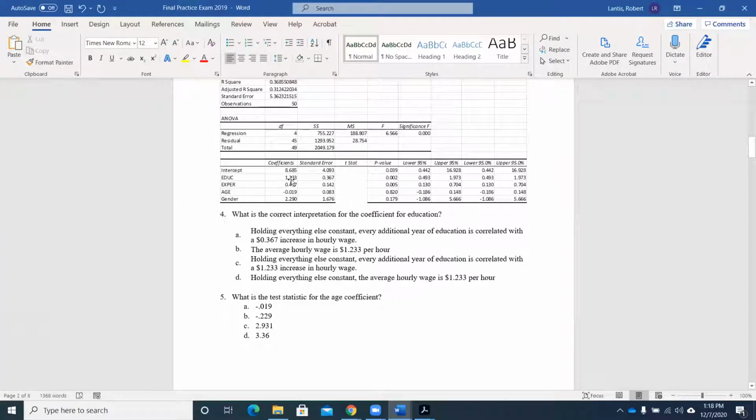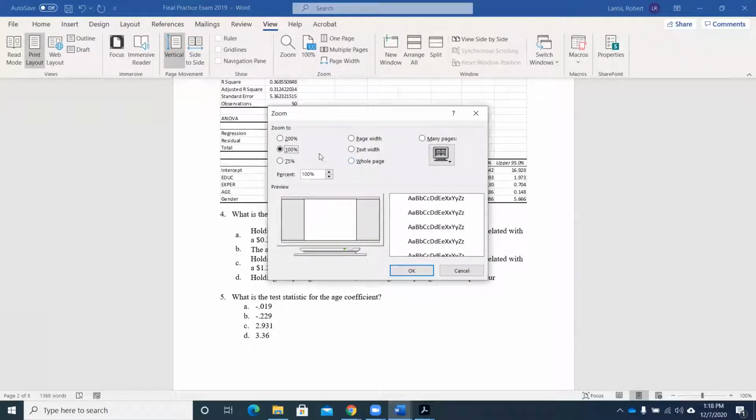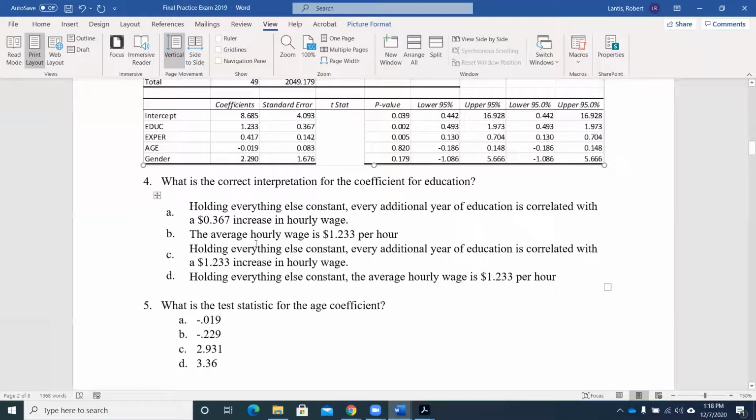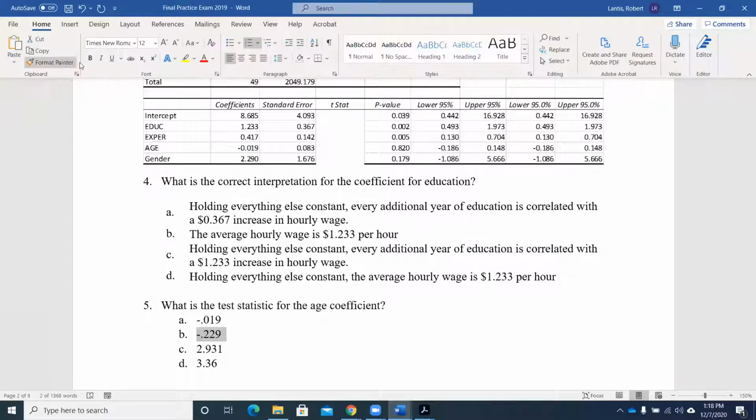So to get my test statistic, all I would do is take this coefficient and divide it by the standard error. Let me zoom in here just a little bit so it's easier for us to see. Okay. So for the age coefficient, I would take negative 0.019 and divide it by 0.083. If I do that, I believe I should get negative 2.29, right?